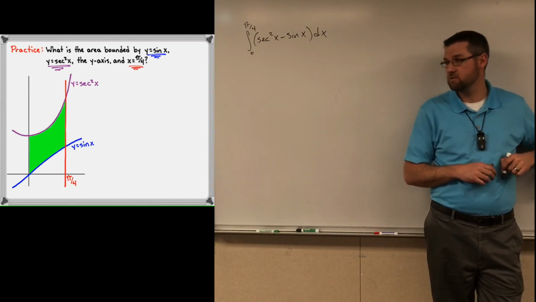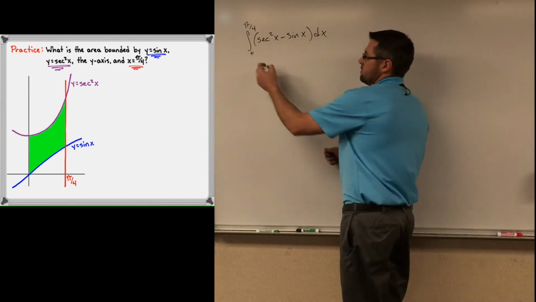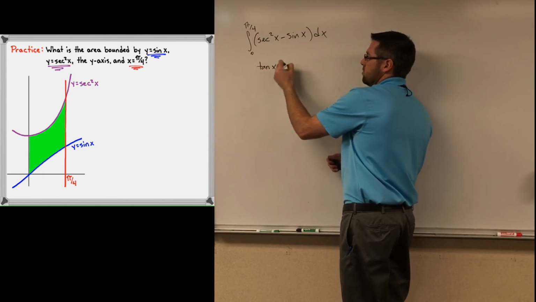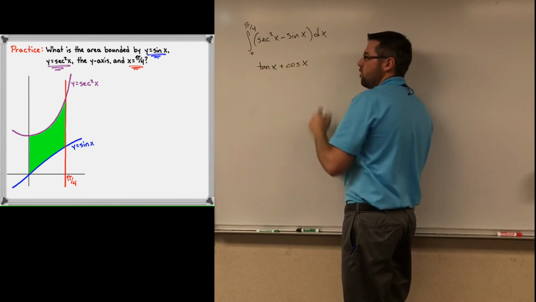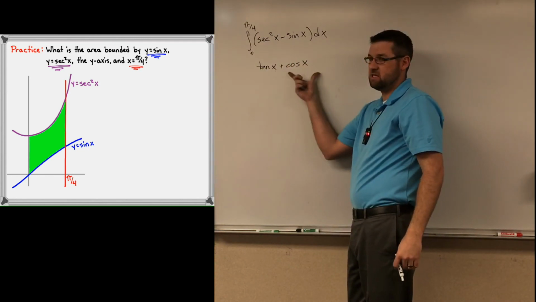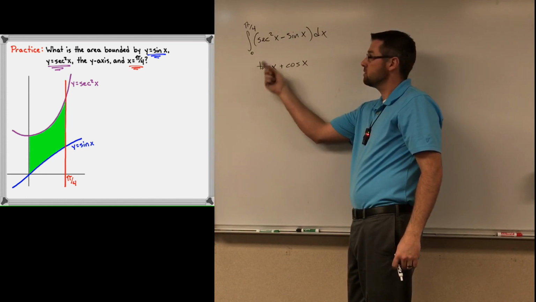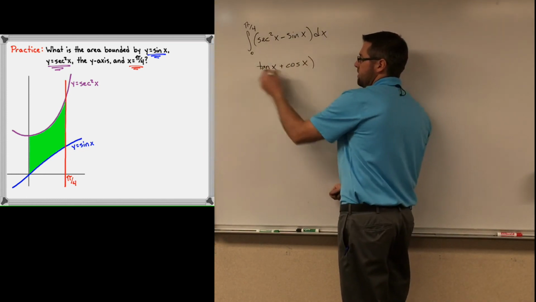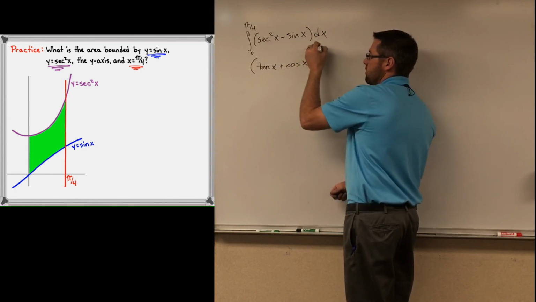What is the antiderivative of secant squared? So tangent of x, and then this would be plus cosine. What are we going to do every time? Take the derivative, see if it matches. What's the derivative of tangent x? What's the derivative of cosine? Negative sine, right? And then this is evaluated from 0 to pi over 4.